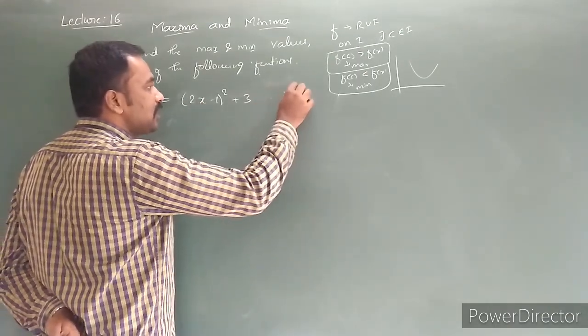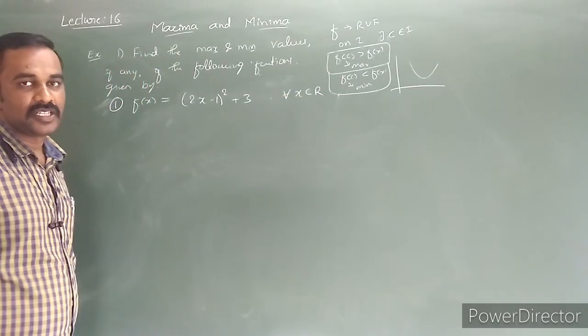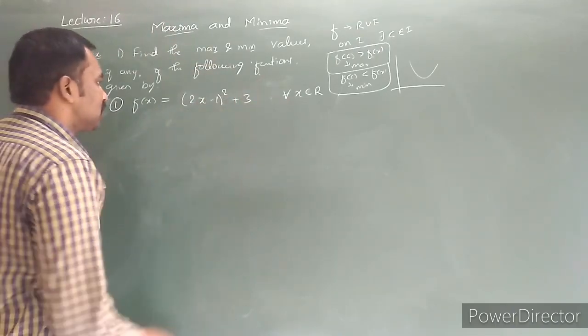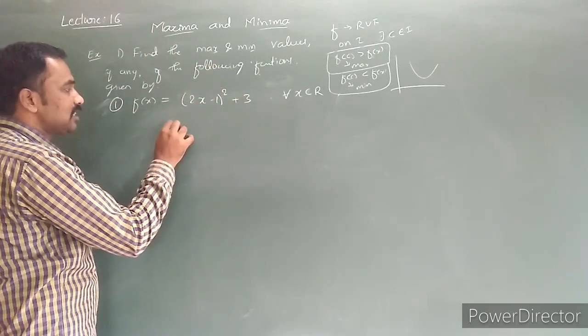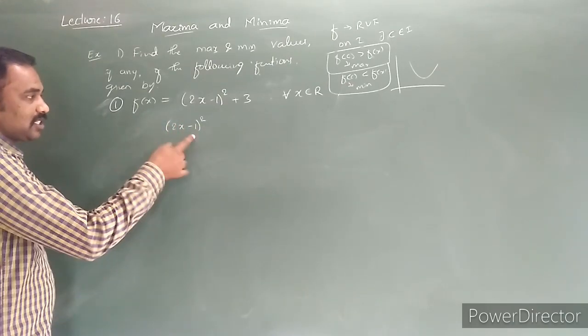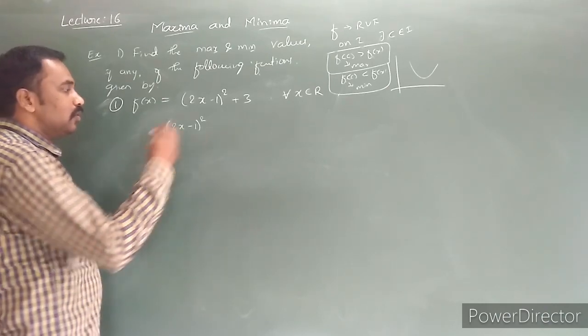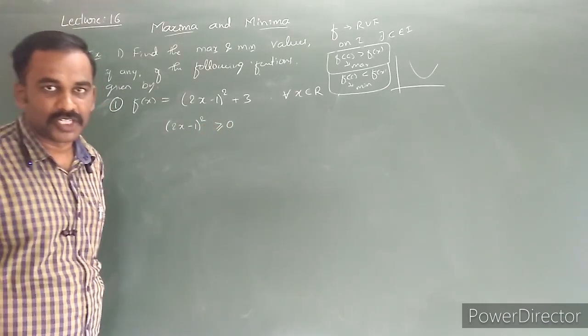Here also the domain is all the real numbers. It is a real-valued function defined for all real numbers. Now, instead of the whole function, I just consider only (2x minus 1) whole square. 2x minus 1 might be 0. The whole square is always a positive quantity.